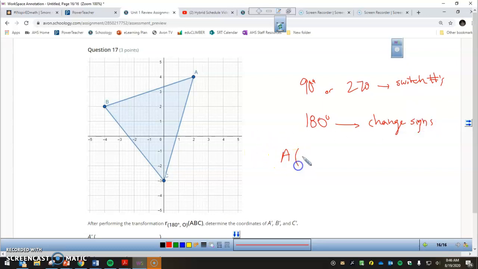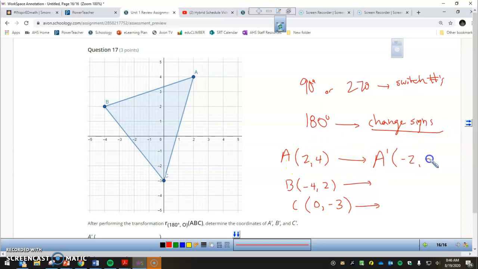So A starts off at 2, 4. B starts off at negative 4, 2. And C starts off at 0, negative 3. So when we rotate 180, all we have to do is change the sign. So A prime is going to be negative 2, negative 4. And again, this is only for 180 degrees. For 90 or 270, there's a little bit more work to do. So B prime is going to be positive 4, negative 2. And C prime is going to be 0, positive 3.